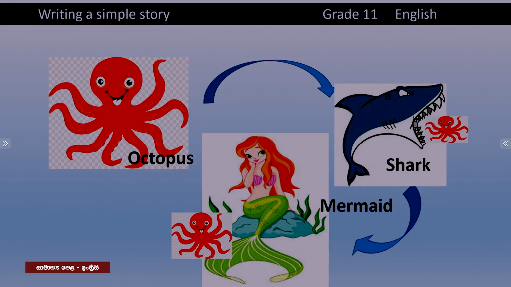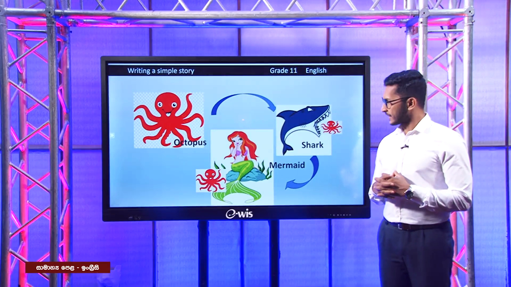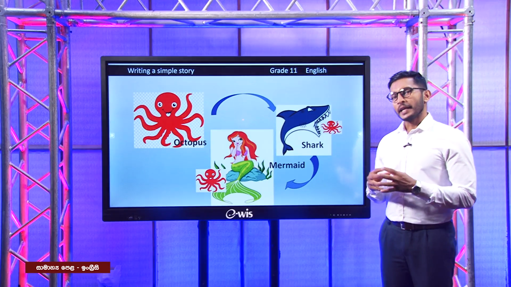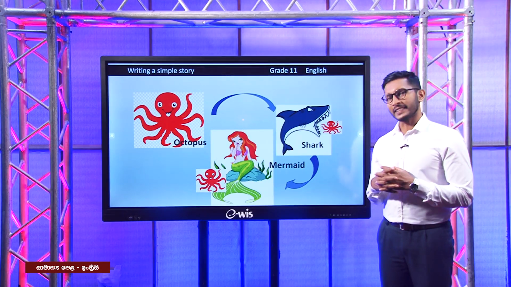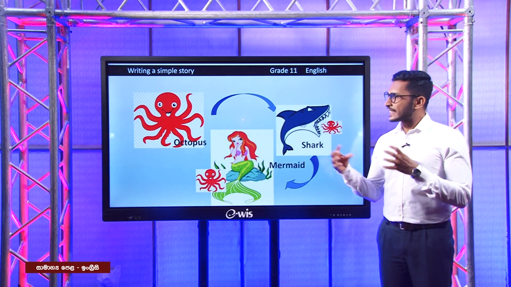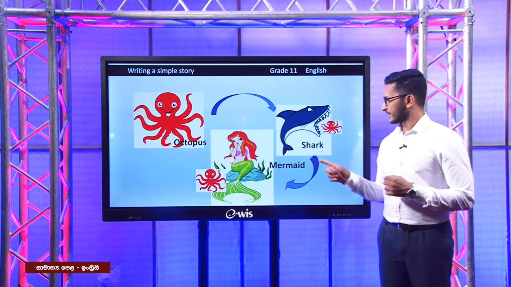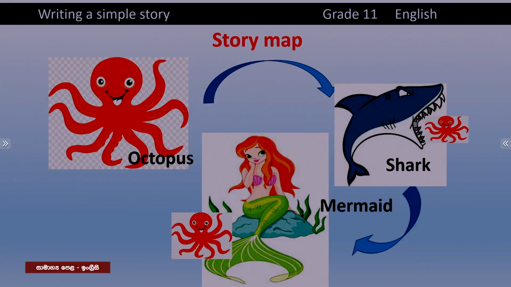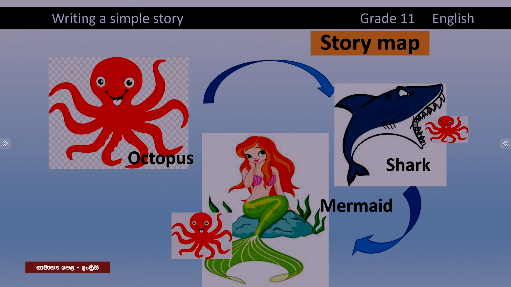I have also included some arrows. Why do you think I have included these arrows? Yes, these arrows show a connection between these incidents. Right? If you take these pictures as incidents, these incidents are connected. So we call it the story map. So when we write a story, we need to have a plan. We call it the story map.